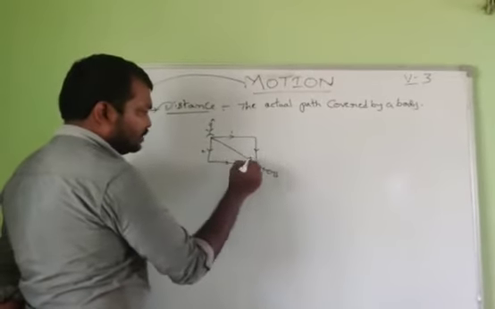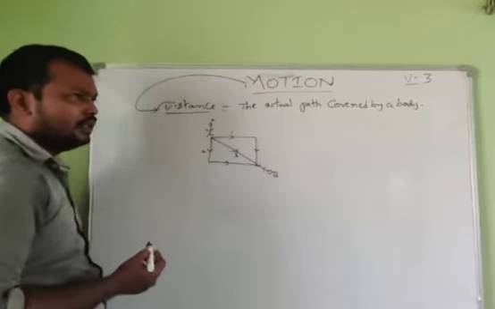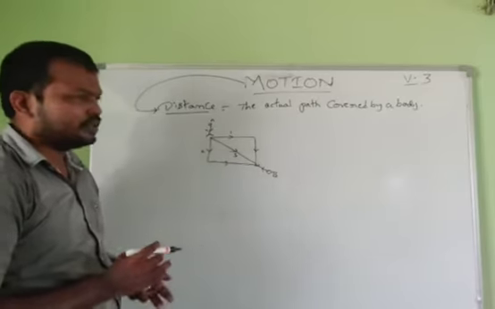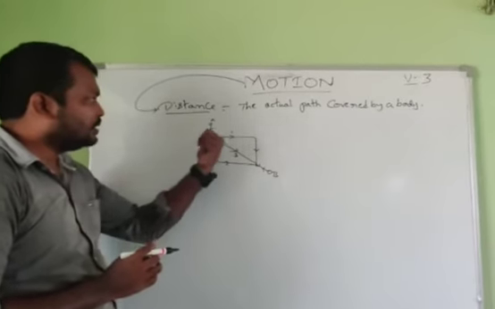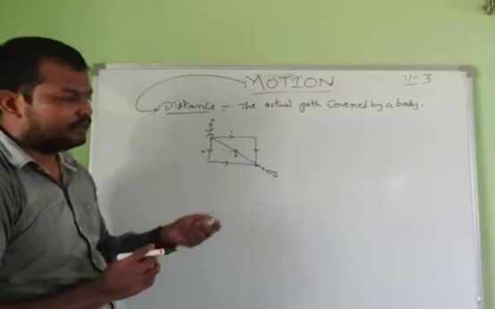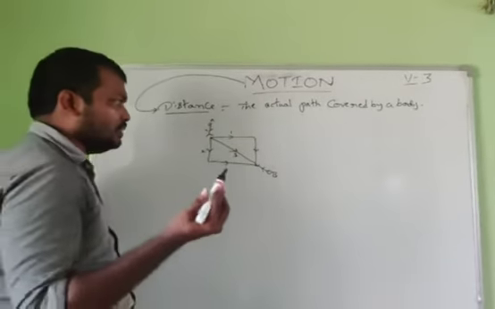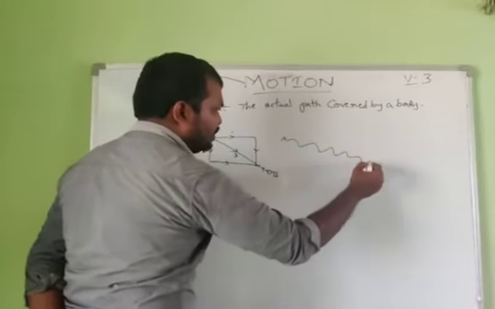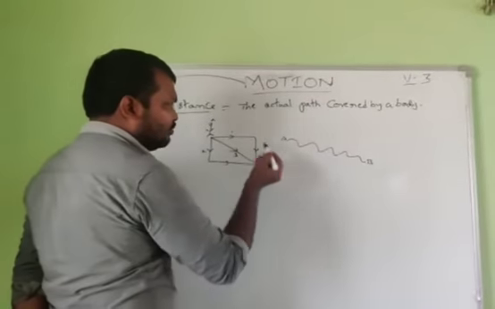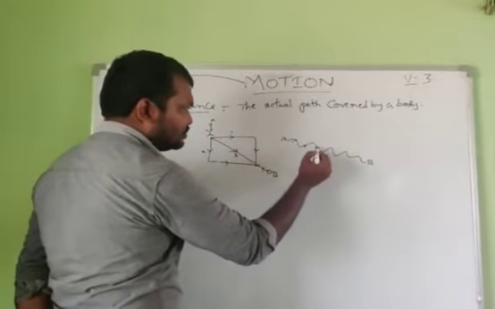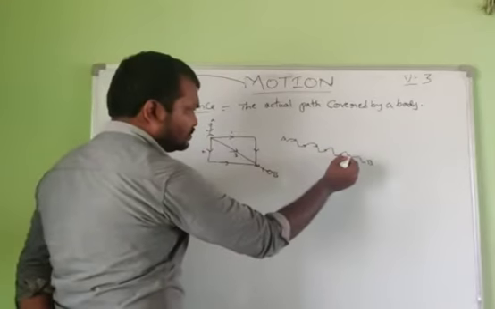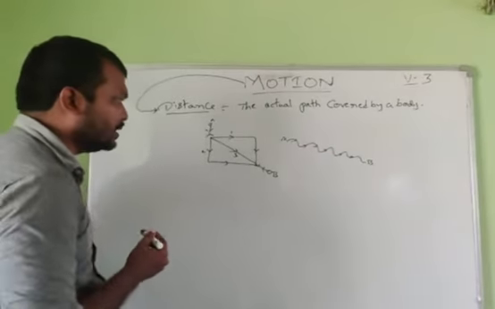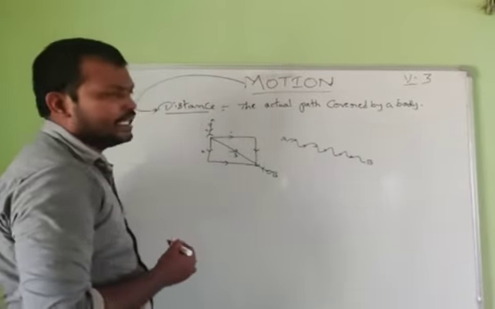and path 3. If he moves in path 1, it is a distance covered by the body. If he moves in path 2, it is distance covered by the body. Even if he moves in path 3, it is a distance covered by the body. For example, this is the position of A and this is the position of B. If he follows this path, still he can meet Mr. B. What this means is that distance is a scalar quantity.